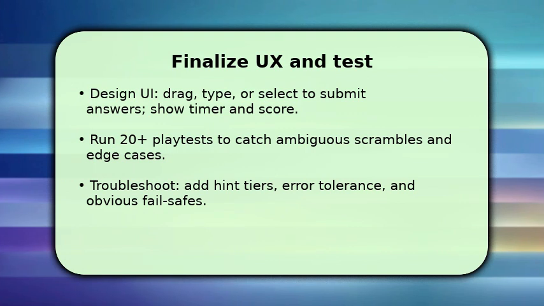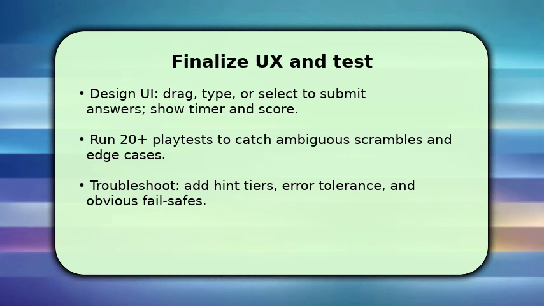Make sure to add hint tiers and small error tolerance for typos. If something goes wrong, check your shuffle constraints and word list first. That single fix resolves most unexpected issues.